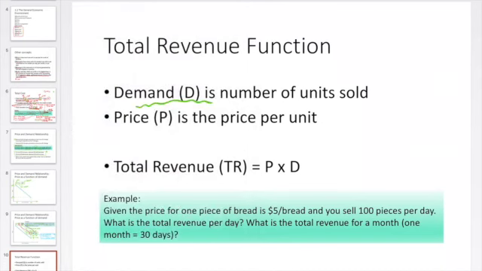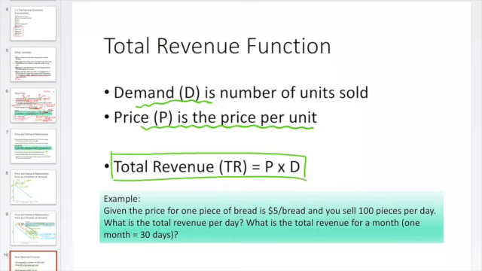So if D is demand, right, number of units sold, if P is the price per unit, your total revenue is what? Is P times D, price times demand, right? How much times how many?